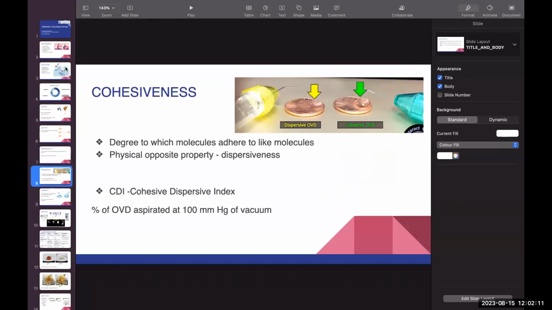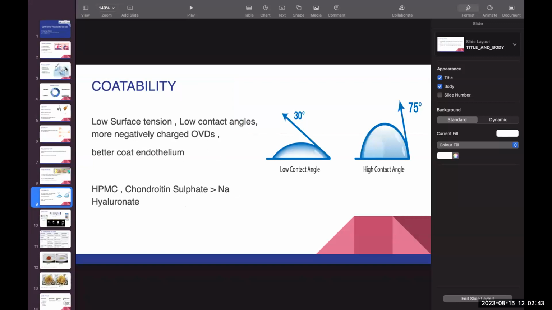Cohesiveness is the degree to which molecules adhere to like molecules. As we can see, the photograph shows a coin with the cohesive OVD on the right-hand side. And usually they're held together, and so they tend to form a bubble inside. This is how the cohesive property helps the OVD to form the anterior chamber. CDI ratio is the one which gives you an idea of how cohesive or dispersive the OVD is. More than 30 is usually the property which explains cohesive OVDs. Coatability: usually lower surface tension and lower contact angles, and OVDs having more negative charge have better coating ability, such as HPMC and chondroitin sulfate.